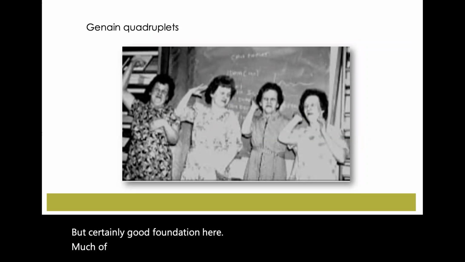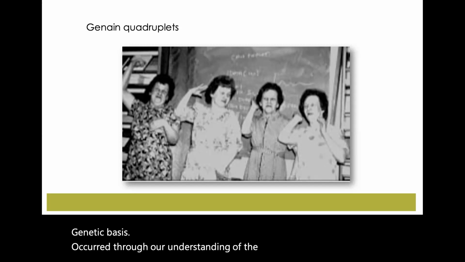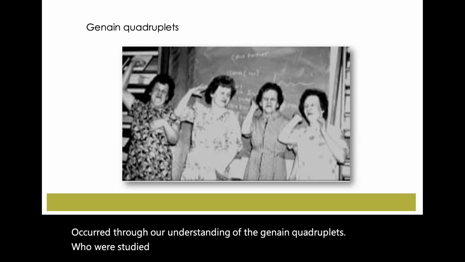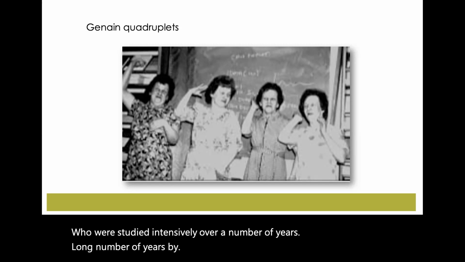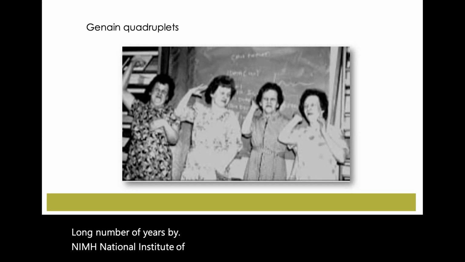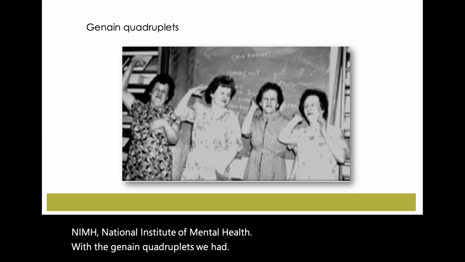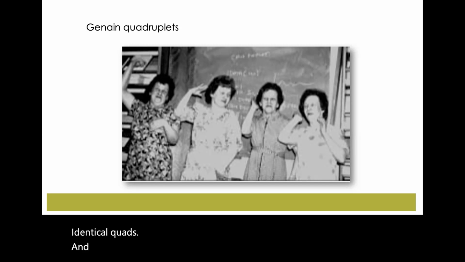Much of our understanding of schizophrenia and its genetic basis occurred through our understanding of the Genain quadruplets, who were studied intensively over a long number of years by NIMH, the National Institute of Mental Health. With the Genain quadruplets, we had identical quads, and yet their expression of schizophrenia was different for each one.